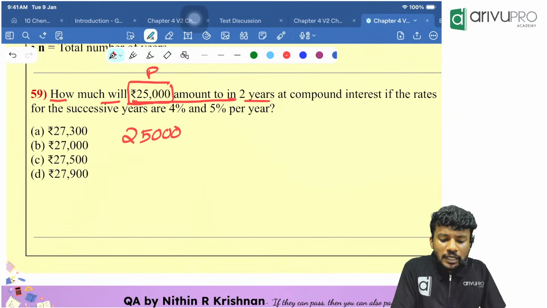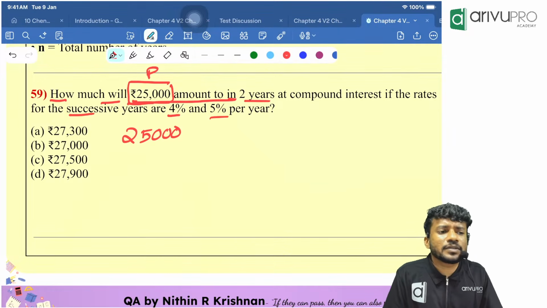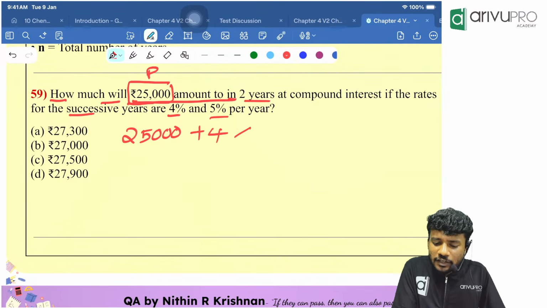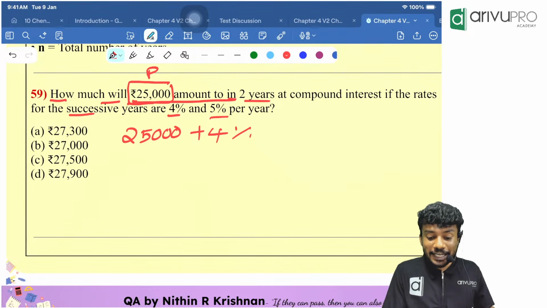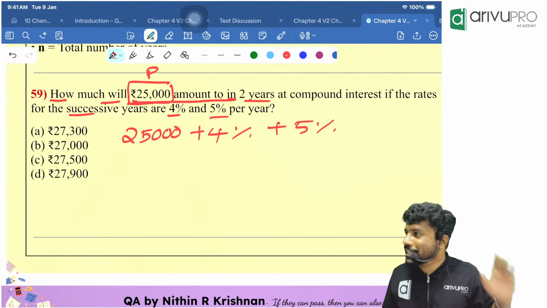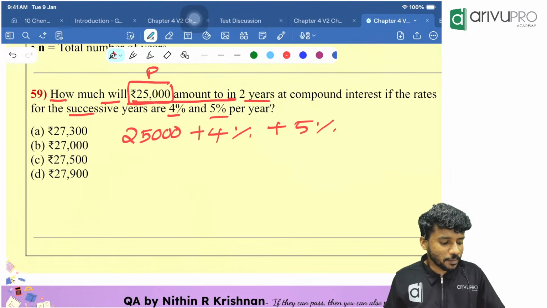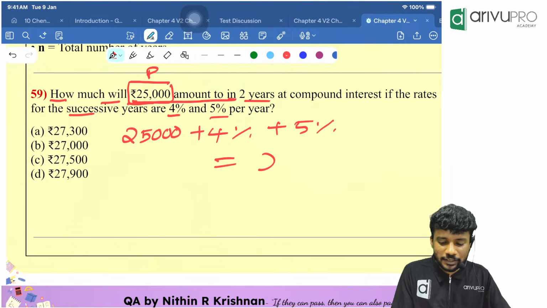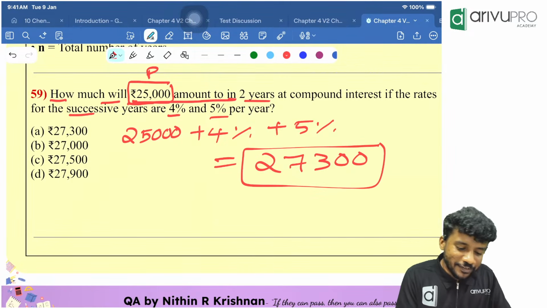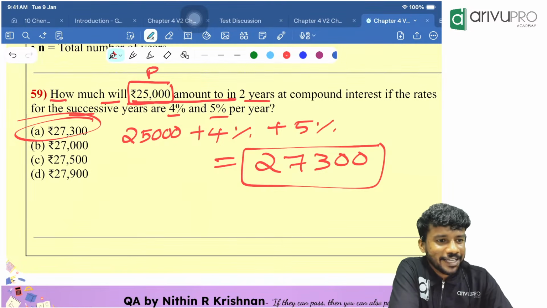They are telling, the rates of interest for successive years are 4% and 5%. What do you mean by 4% and 5%? For the first year, 4%. For the second year, 5%. That's your answer. Okay, everyone, just get the answer. 25,000 plus 4% plus 5%. How much is the answer? 27,300. Which option is the answer? Option A is the answer. Okay, everyone got it.